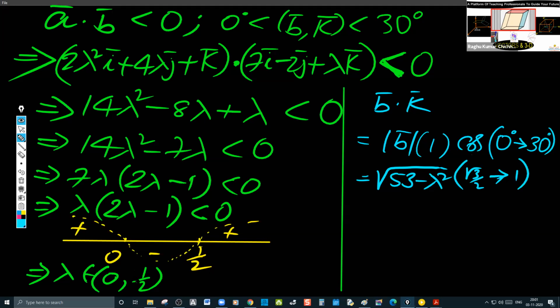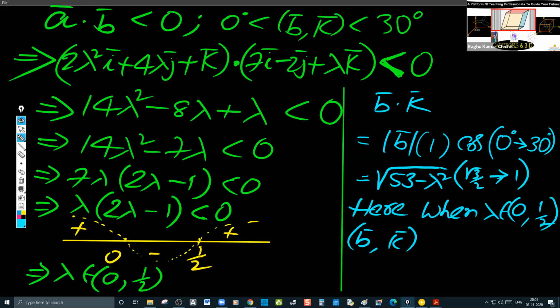But if you take lambda 1 by 2, you know what happens? If you substitute that, it will not be like this. What happens? For example, here, when lambda belongs to 0, 1 by 2, B bar, K bar angle is not less than 30 degrees. It's not, because it should be less than 30 degrees. Therefore, no such lambda exists.